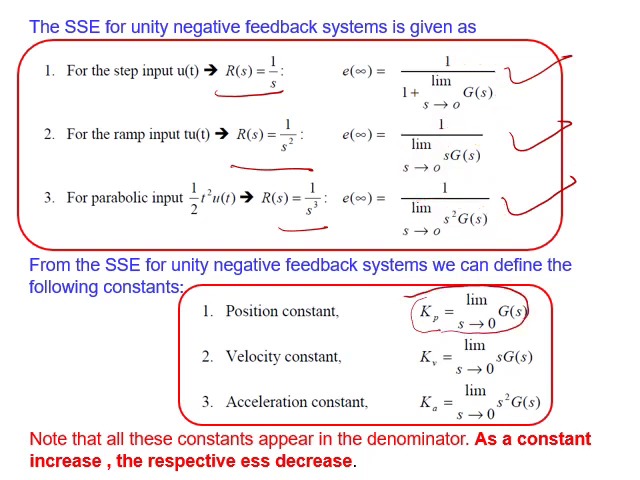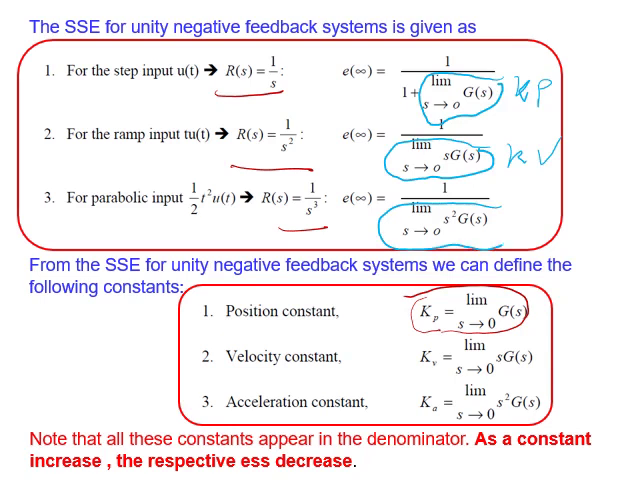Let me just erase it first. This value, we will give a name for it as Kp. And this value, we will give a name for it as Kv. This value, we will give a name for it as Ka. We call this one the position constant, and this is the velocity constant. This is the acceleration constant.